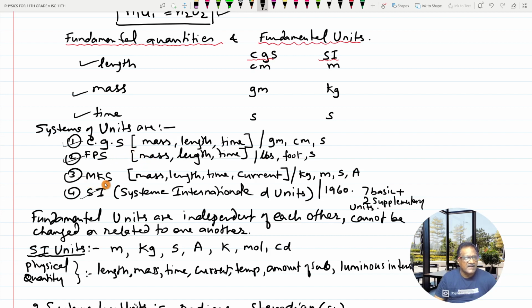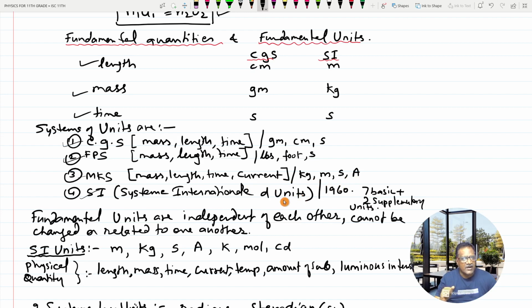Then there was something called the MKS system. In the MKS system, the unit of mass was kilogram, the unit of length was meter, and the unit of time was second. In the MKS system, one more fundamental quantity was included, and that physical quantity was current. Instead of 3, you have 4 physical quantities, the fourth one being current, and the unit of current was ampere. So that was the MKS system.